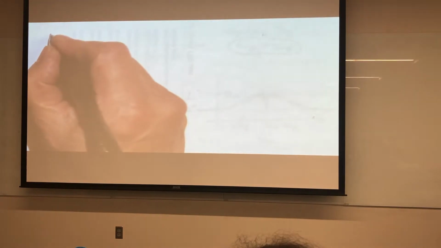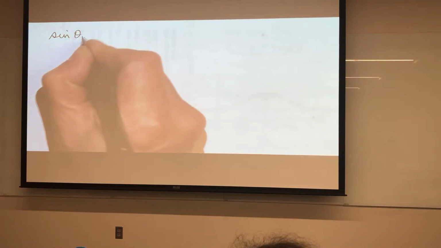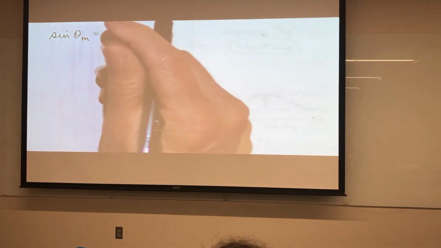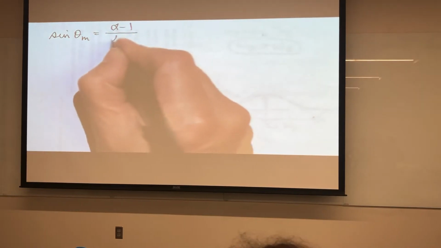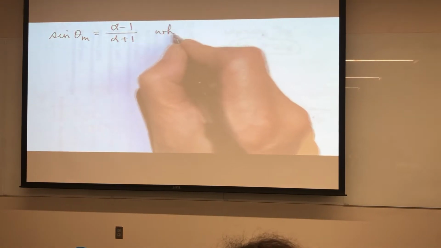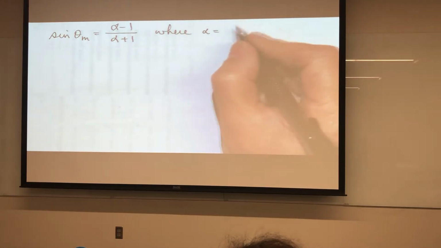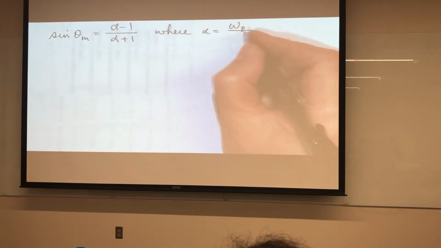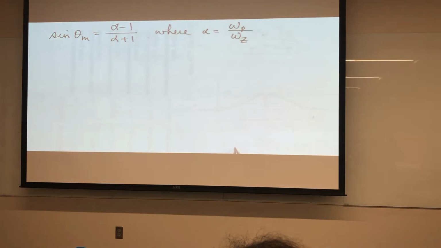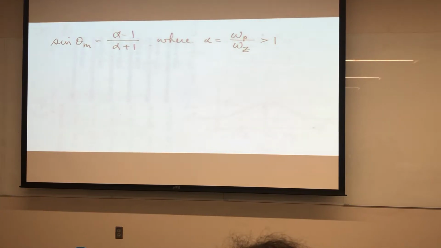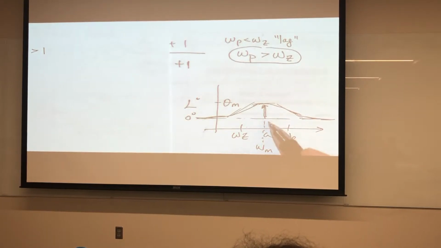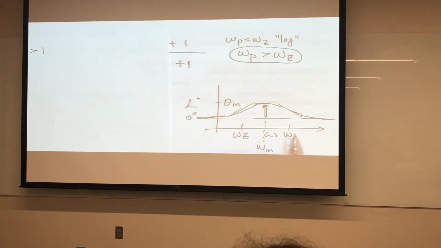There's a relationship that tells us that sine theta m is equal to alpha minus 1 over alpha plus 1, where alpha is equal to the ratio of the pole over the zero. Now remember, the pole is greater than the zero, so this is a number greater than 1. That tells us how high this mound of dirt is relative to the spread here.